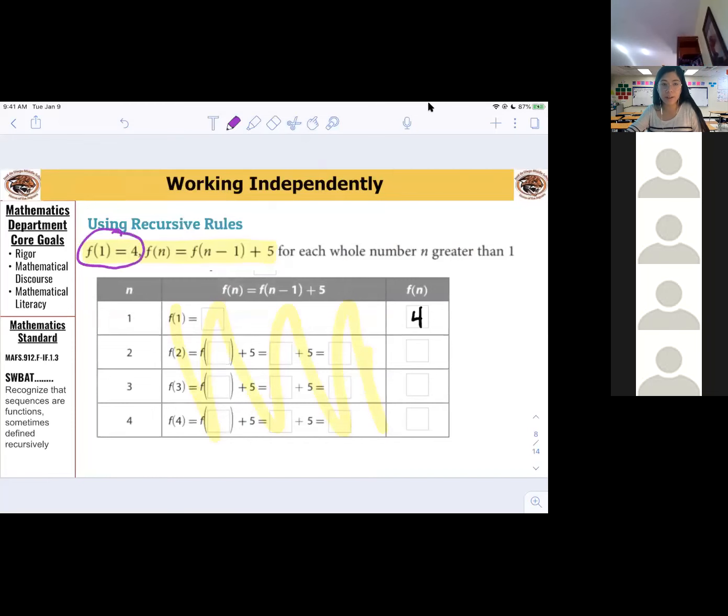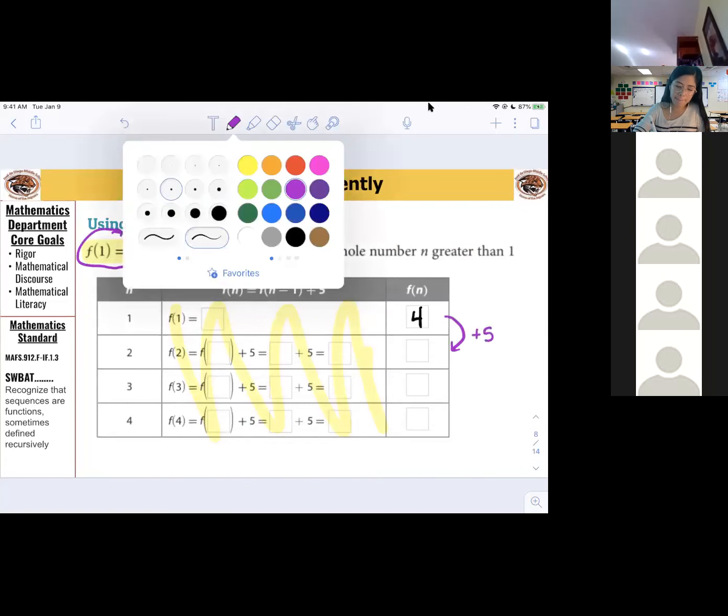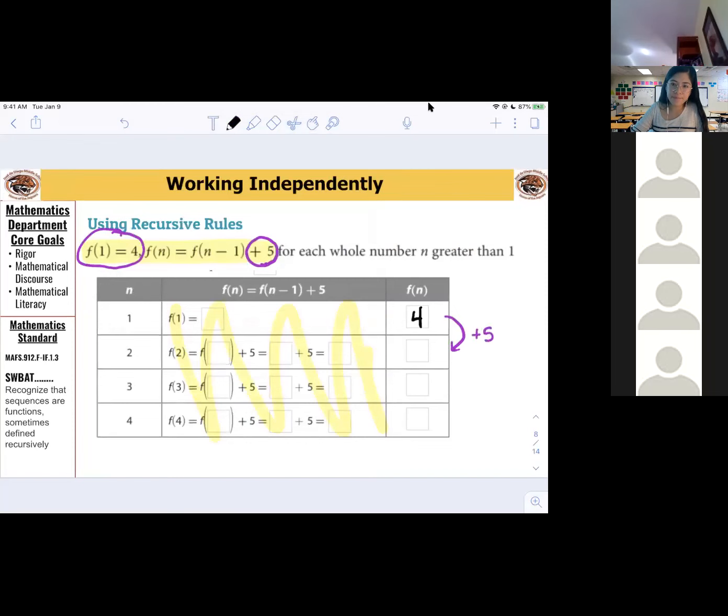Now for the next term, what do I do to the previous one to get the next one? Add 5. Good. It says it right there. We're going to take that previous term and add 5. What do we get? 9. And then we're just going to continue that pattern. So what comes next? 14. And then 19.